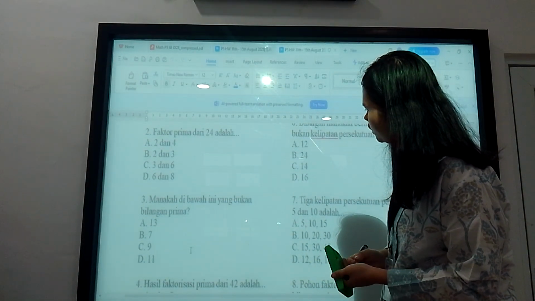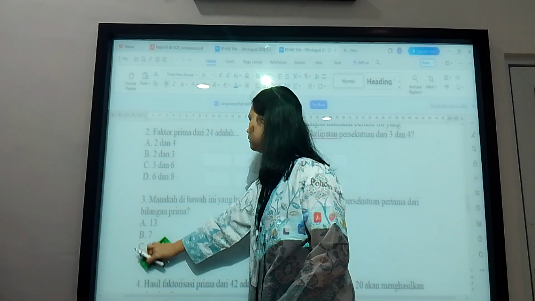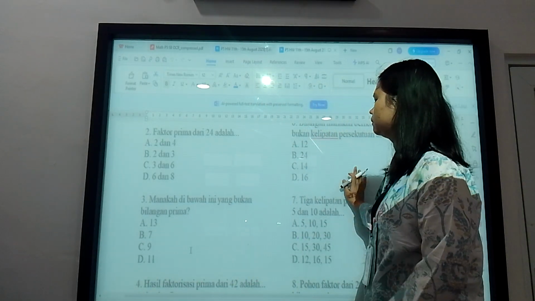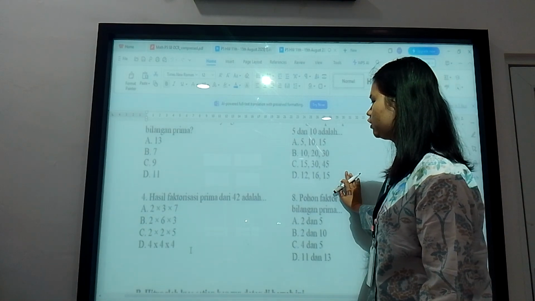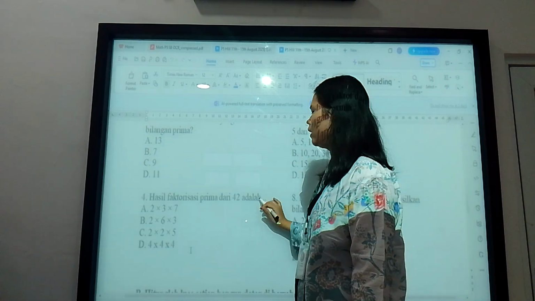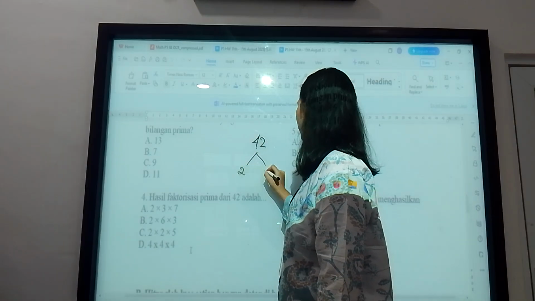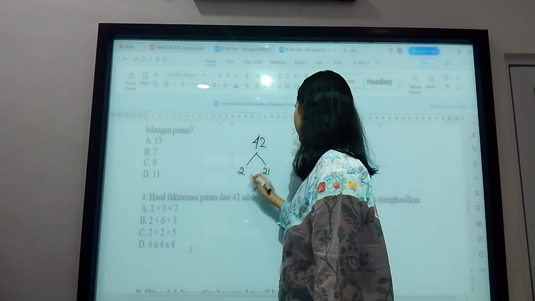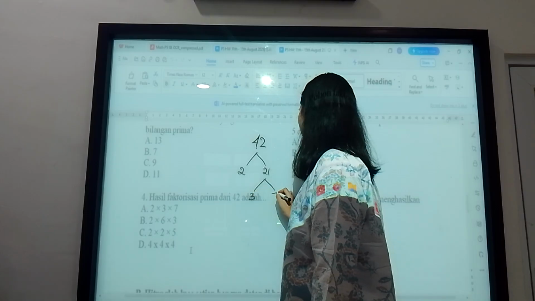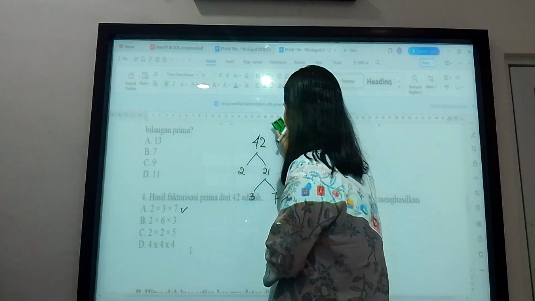Nomor 3. Manakah di bawah ini yang bukan bilangan prima adalah C9. Lanjut, Miss. Oke, hasil faktorisasi prima dari 42. 42 kita pohon faktorkan, bagi 2, dia menjadi 21. 21 bisa dibagi menjadi 3 dan 7. Jadi 2, 3, 7.